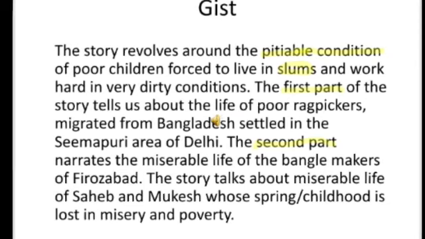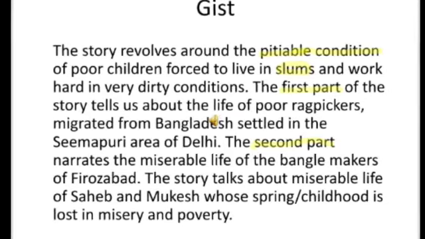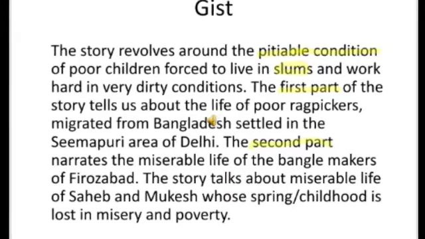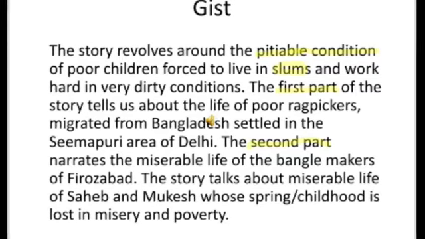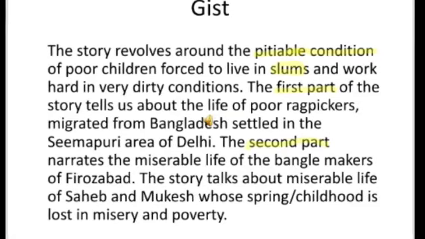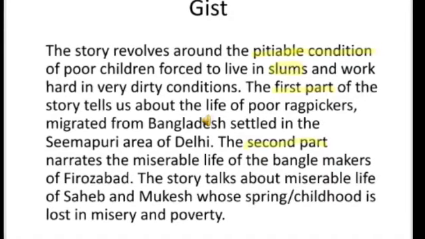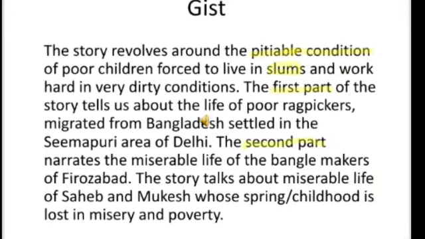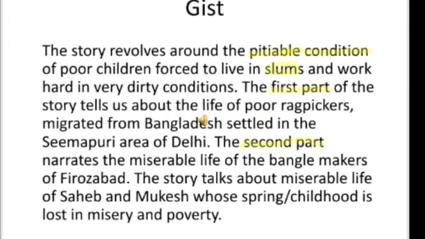So the story revolves around the pitiable condition of poor children forced to live in slums and work hard in very dirty conditions. The first part of the story tells us about the life of poor rag pickers who migrated from Bangladesh and settled in the Seemapuri area of Delhi. The second part narrates the miserable life of the bangle makers of Firozabad. The story talks about the miserable life of Saheb and Mukesh as the chief protagonists, whose spring, or we can say childhood, is lost in misery and poverty.